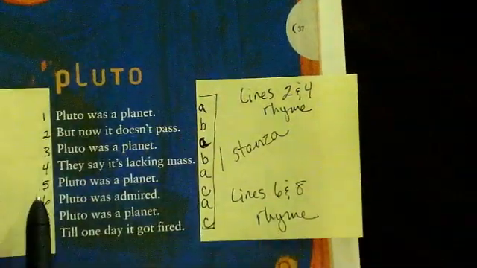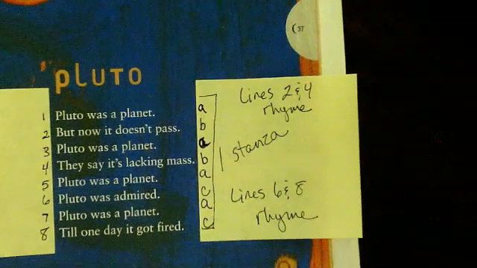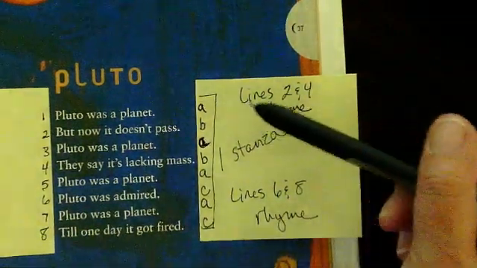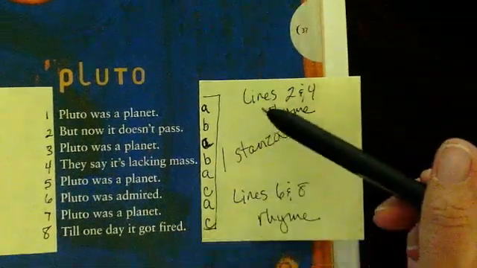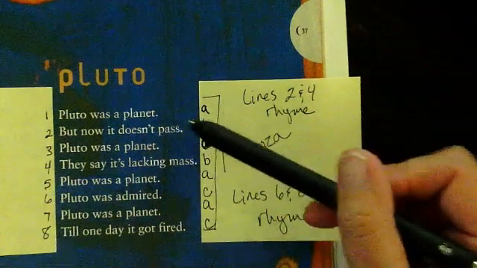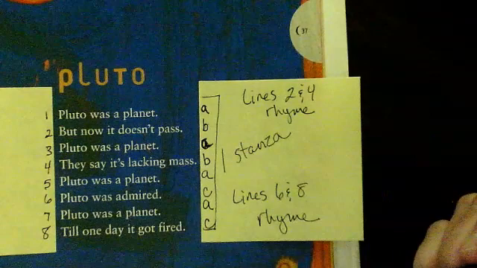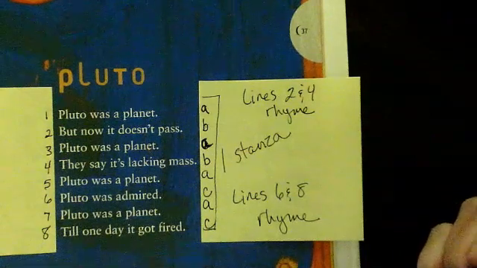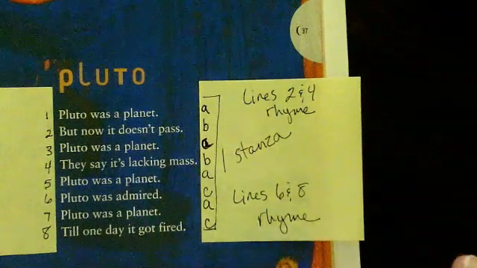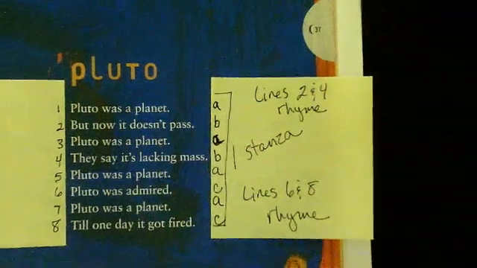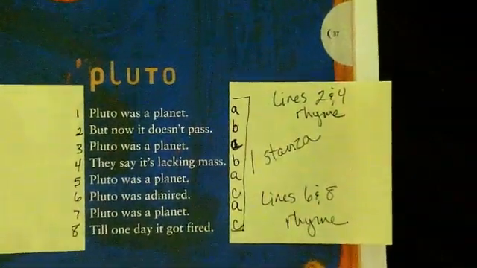Okay, we've talked about lines. That's how many lines of words we have. We've talked about stanzas. That's paragraphs in a poem. We've talked about rhyming words and how we only use the last word on each line to find the ones that rhyme, and rhyming means they have the same ending sound. Lines 2 and 4 rhyme, lines 6 and 8 rhyme. We've talked about all of that. We have one more thing to discuss, and that would be point of view.